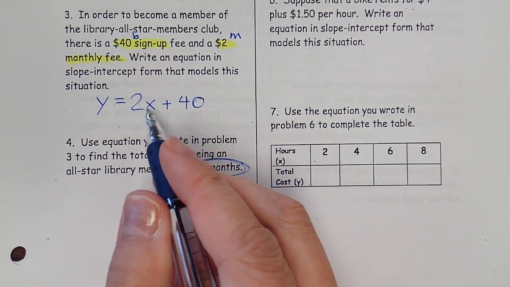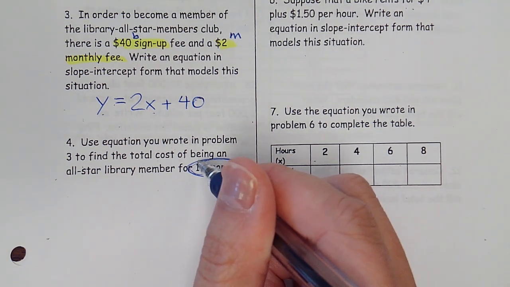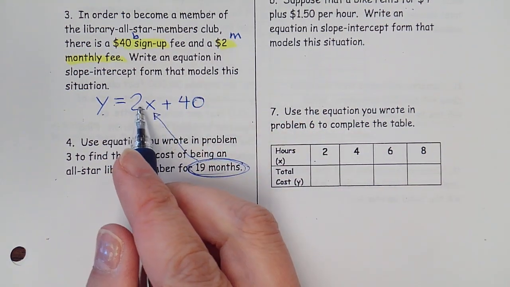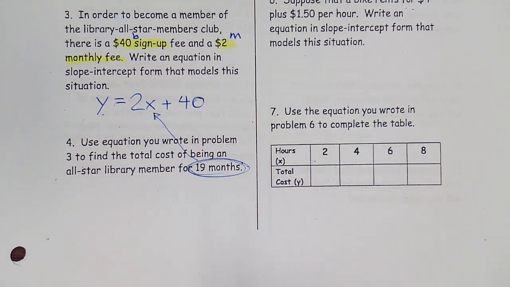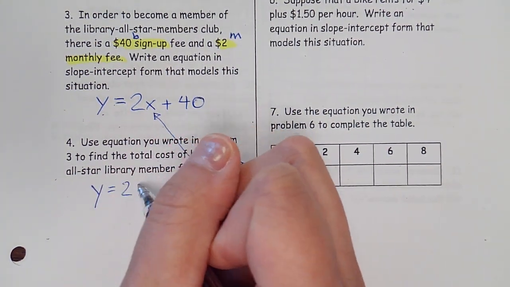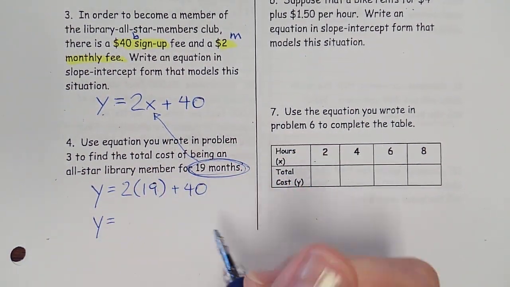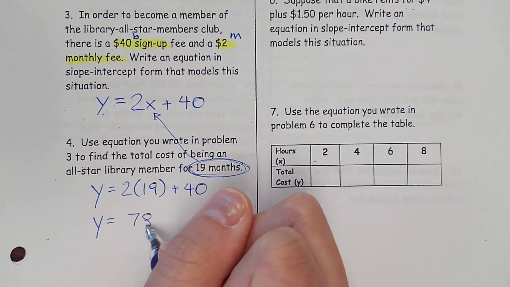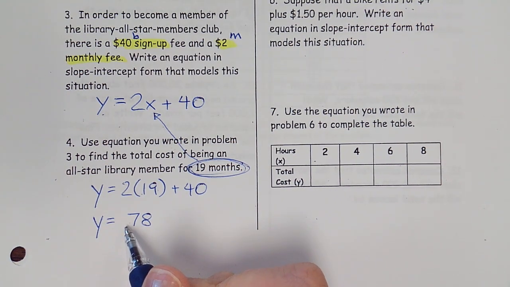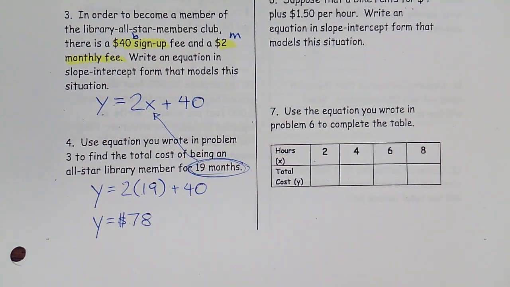Where do I put in the 19? For X or for Y? X, because it's $2 per month. So X represents your month. $2 per month for 19 months. So 2 times 19 plus 40. So 38 plus 40, you get 78. What's my unit? Ellen? Dollars. Would you pay $78 to be a library club member?